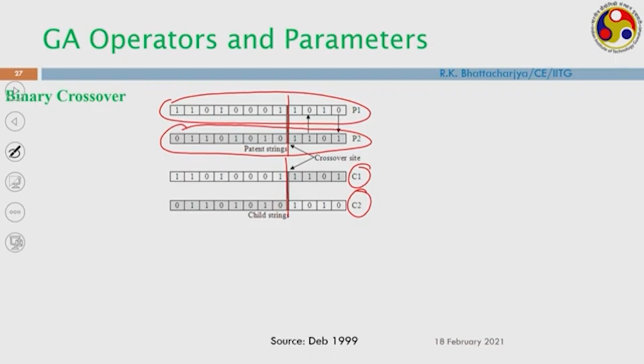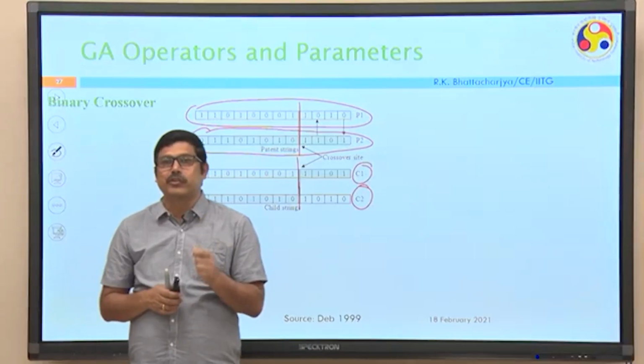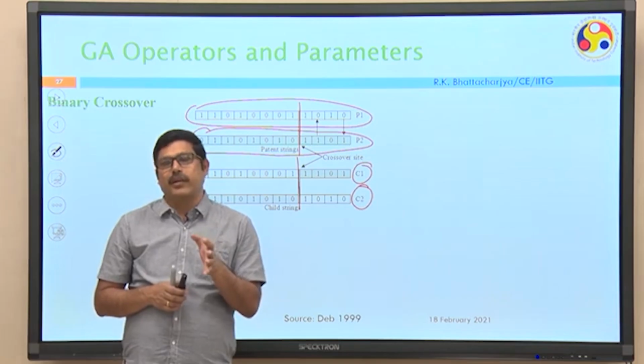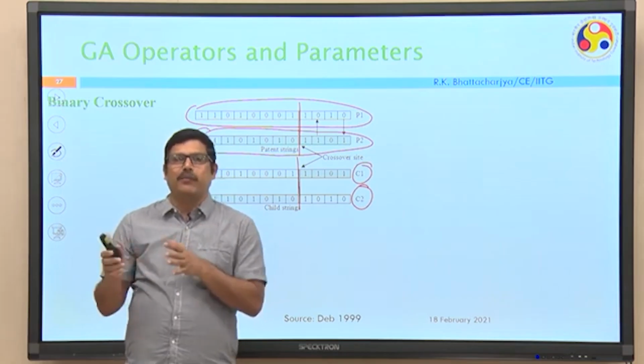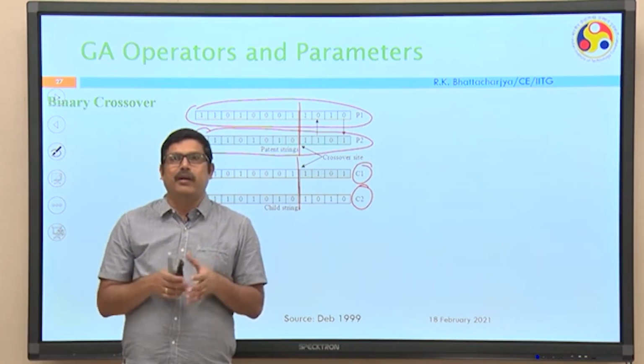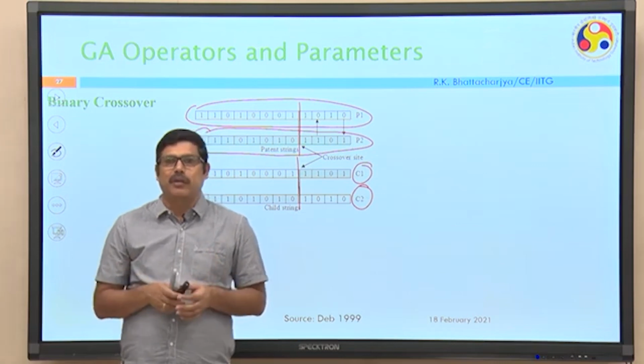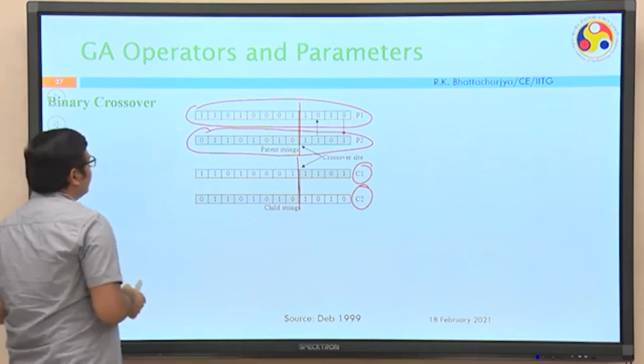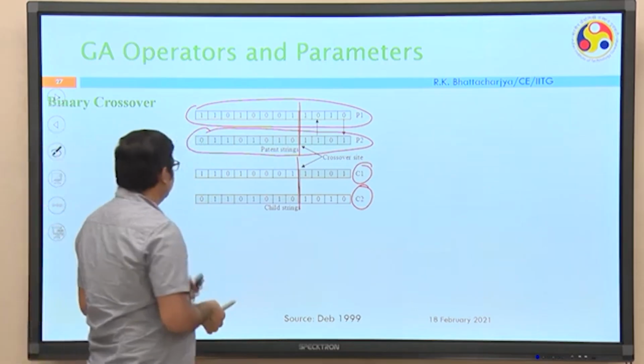So, what we are doing here, we are converting the solution to binary bits, and then we are selecting a crossover site, and this crossover site is also selected randomly. Okay. So, it is selected randomly between 1 and n minus 1, where n is the number of bits. So, it is selected, and after that you are exchanging the gene information.